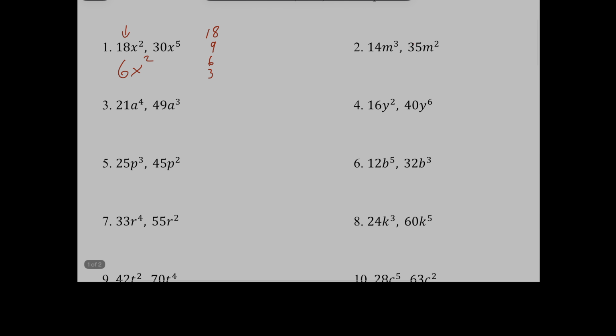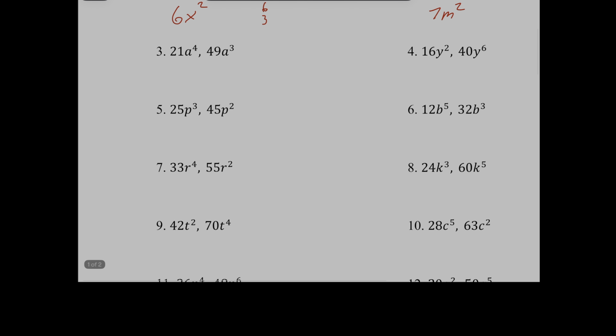Will 7 go in? Oh, sorry, 14? No. The next one down is 7, and 7 will. 7m squared. For the letters, you just use the smallest exponent. And the way you want to think about it is, do they have 3 m's in common? Nah, he's only got 2. Okay, so what's in common? Only 2 of them. So that's why we use the smallest exponent.